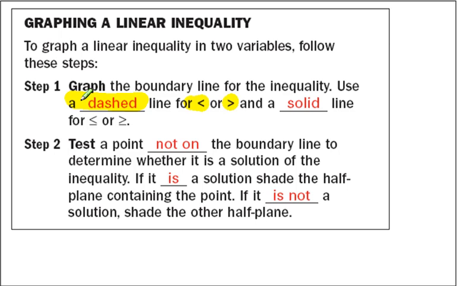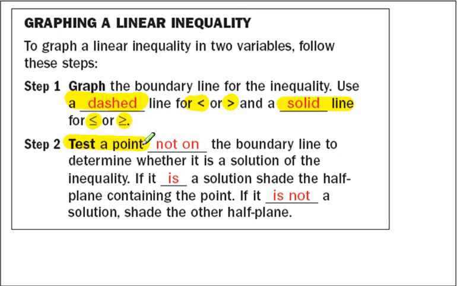If I have a less than or equal to or greater than or equal to, then I have a solid line. And the reason is because any point on that line is included in the solution. Once I have drawn a line, I can pick any point on either side and test it. Now that's what we started by doing at the beginning of the podcast. If the point works, then I'm going to shade every single point on that side of the line, and if it doesn't, I'm going to shade the other side of the line.